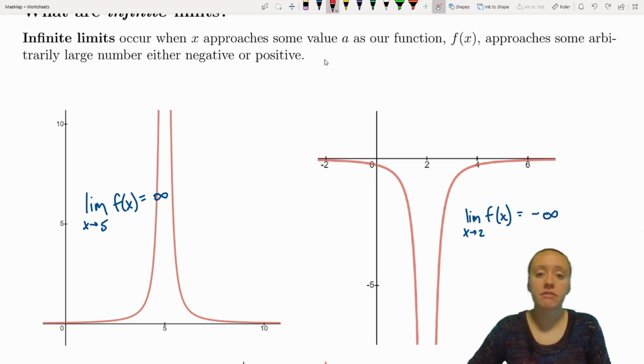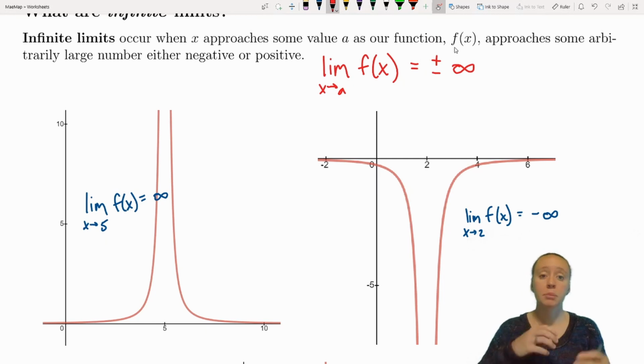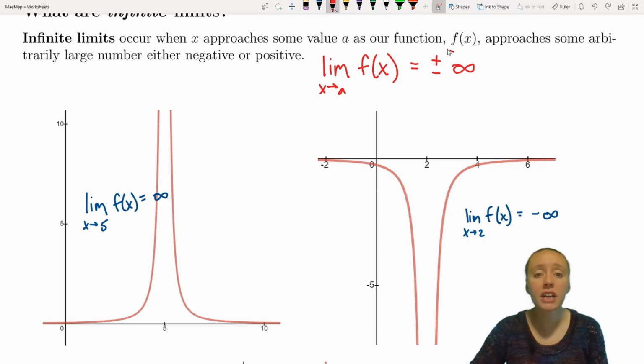So an infinite limit is defined as the limit of f of x as x approaches a, and that's going to be equivalent to either a positive or a negative infinity. As x approaches a, if f of x approaches an arbitrarily large positive number, then we're approaching positive infinity. As x approaches a, if f of x approaches an arbitrarily large in magnitude negative number, then we say it approaches negative infinity.